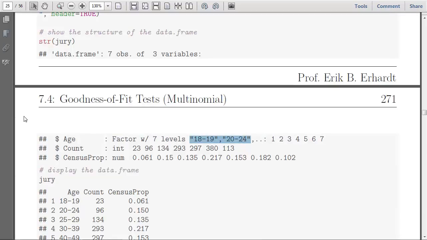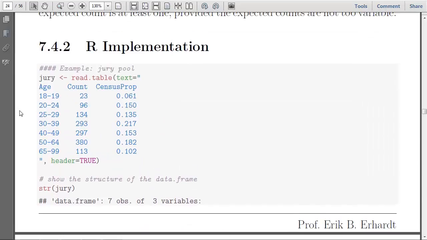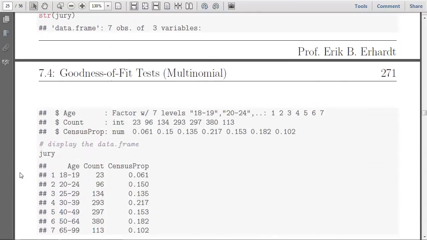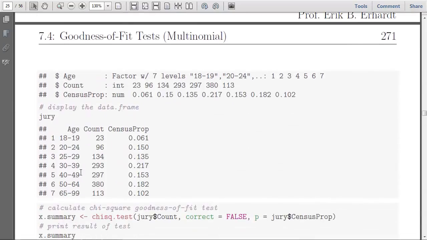One note here: these factor levels are always ordered alphabetically, and because our ages are effectively in alphabetical, numerical order, they're going to be in the correct order throughout. So that's good news for us. And here are the data. Nice.